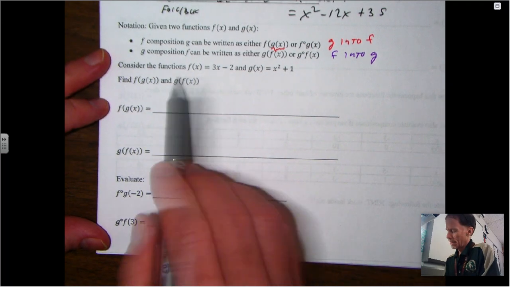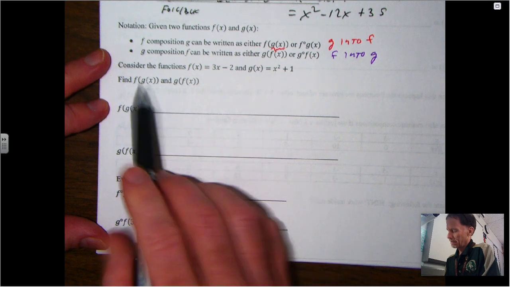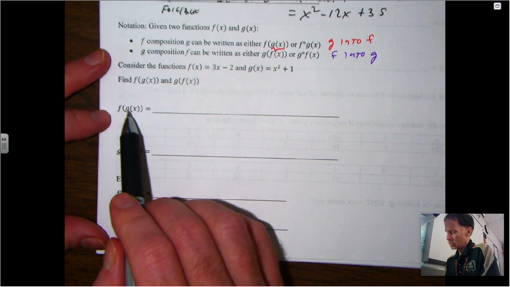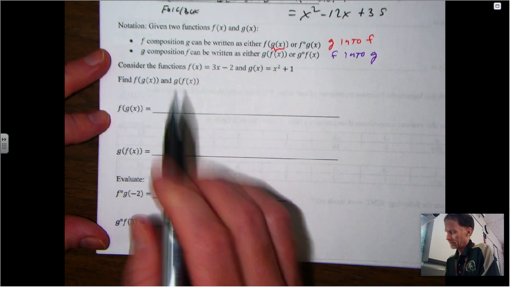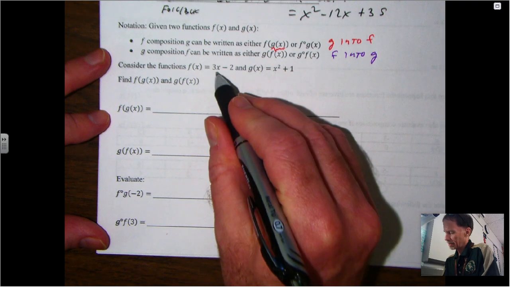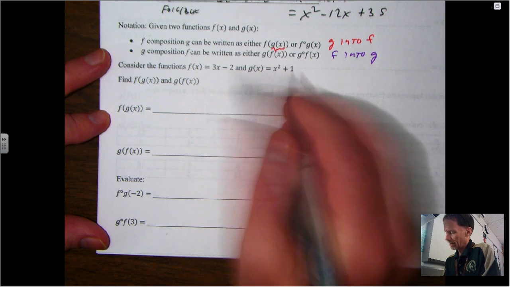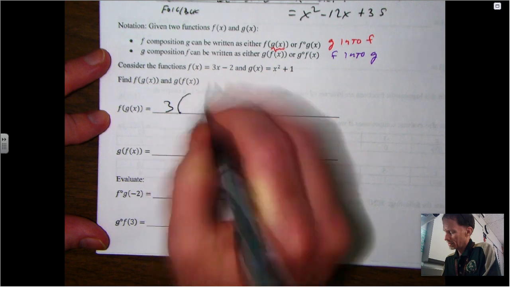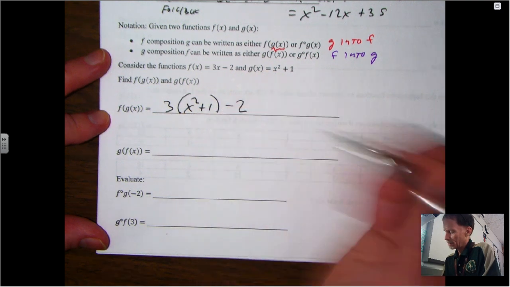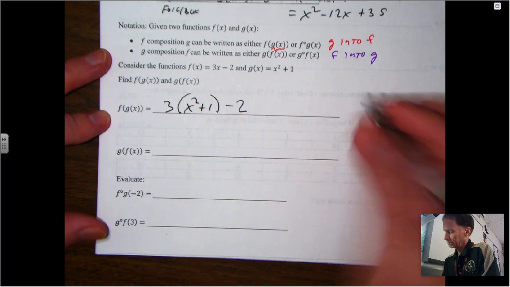So here's our two functions, f of x and g of x. We're going to find f at g of x. So again, that means we're going to take g into f. Okay, so we're going to take this whole thing and plug it in where I see x in f. So it's going to be 3 parentheses x squared plus 1 minus 2. And again, we should always clean that up.